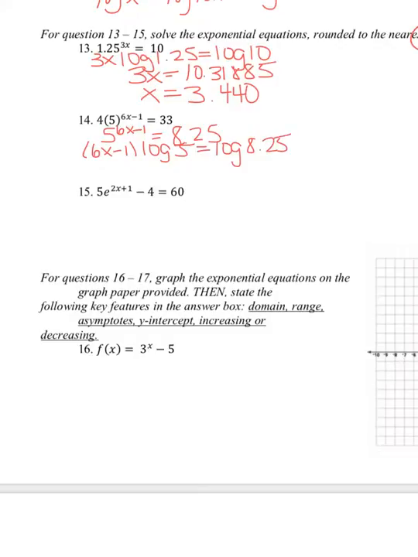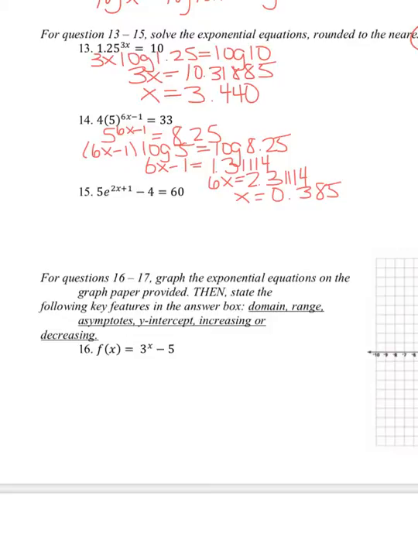Divide both sides by the log of 5. I get 6x minus 1 is equal to 1.31114. I add the 1, add the 1 over. Keep that number in your calculator still. And then I divide that number by 6, and now I can round. So my final answer is going to be 0.385. Round to the nearest thousandth still.